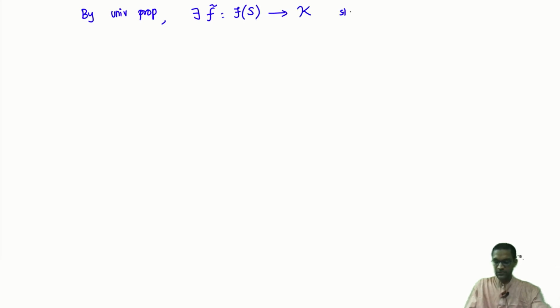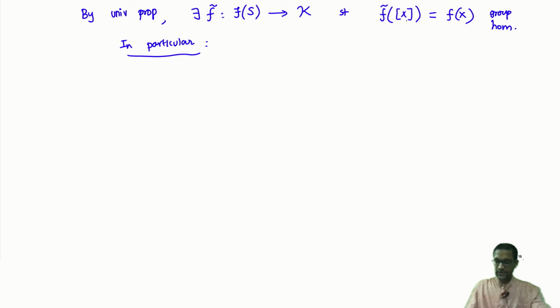The universal property of free groups now says that there is a map f tilde, a group homomorphism from the free group to the group K, satisfying the following property: f tilde maps the equivalence class of X to whatever f does to X. Now, the important property here is that it's a group homomorphism.